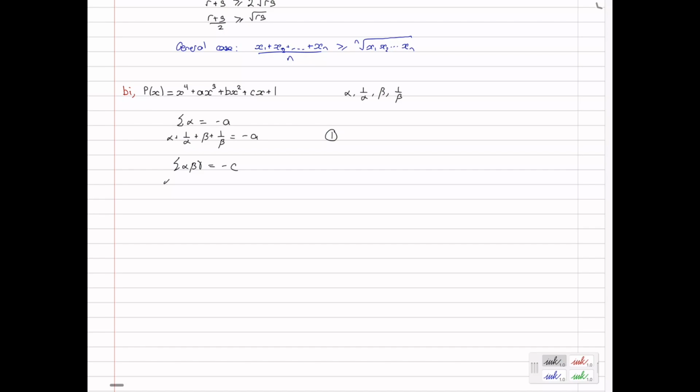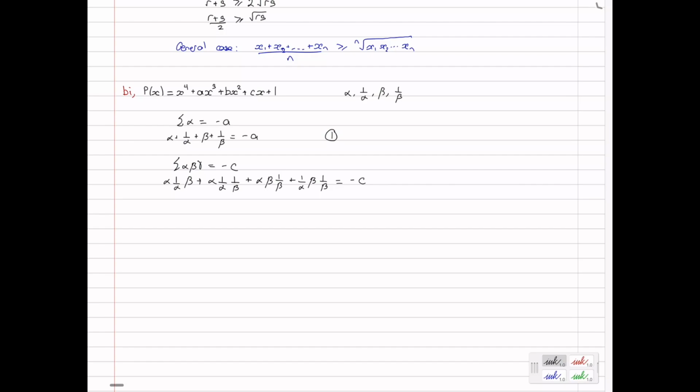So we can have alpha times 1 on alpha times beta. We could have alpha times 1 on alpha times 1 on beta. Plus, what else is there? There's alpha times beta times 1 on beta. And there's 1 on alpha times beta times 1 on beta. So that's the sum of roots taken 3 at a time, and that should equal negative c.